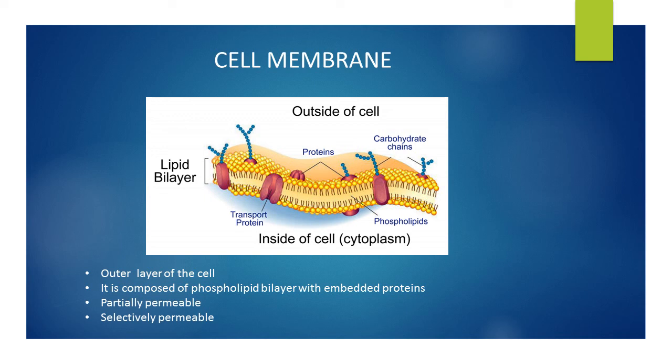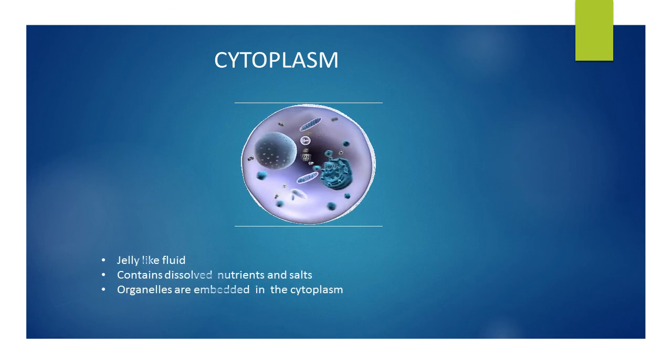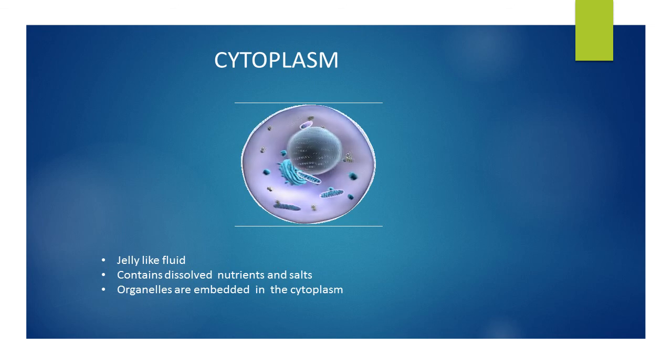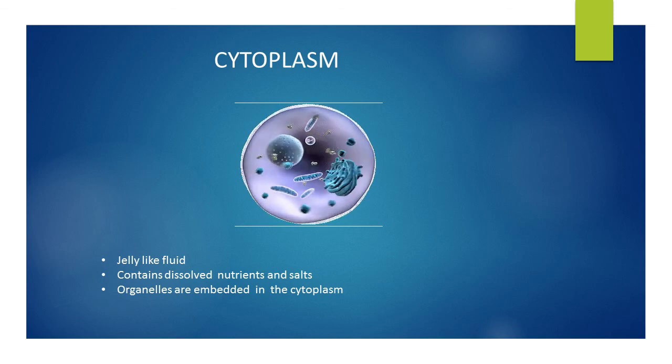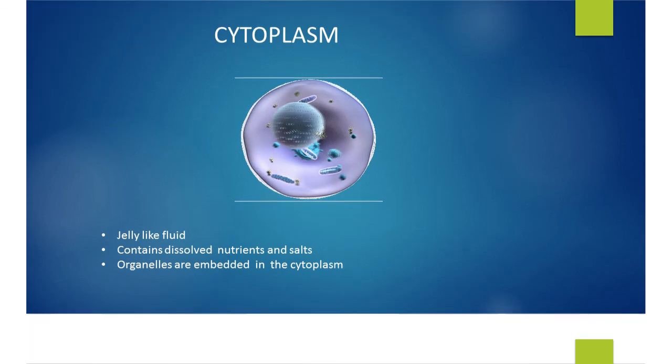And also, this membrane can actively control the movement of some substances. Therefore, it is also known as a selectively permeable membrane. And then, cytoplasm. It is a jelly-like fluid which contains dissolved nutrients and salts. Organelles are embedded in the cytoplasm.